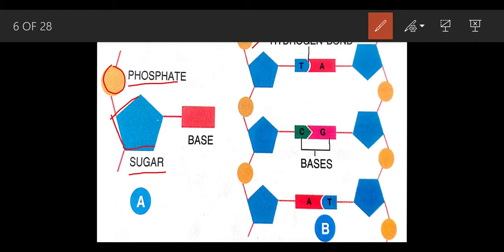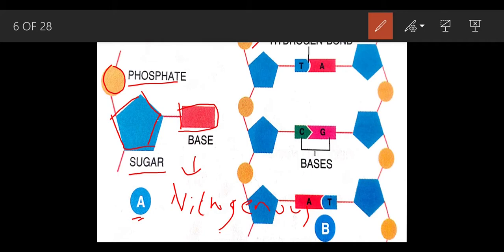Why is this called the pentose sugar? Because this is a 5-sided figure, which is attached with this phosphate and with this base. What is this base? This base is nothing but the nitrogenous base. This is a single nucleotide.